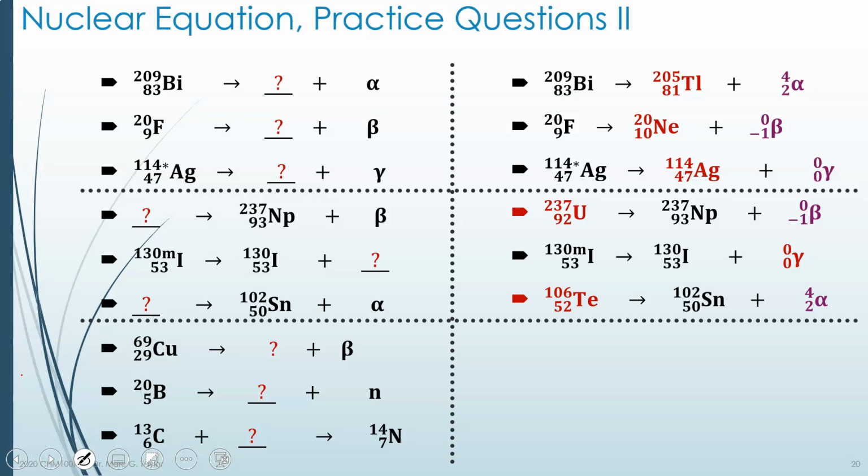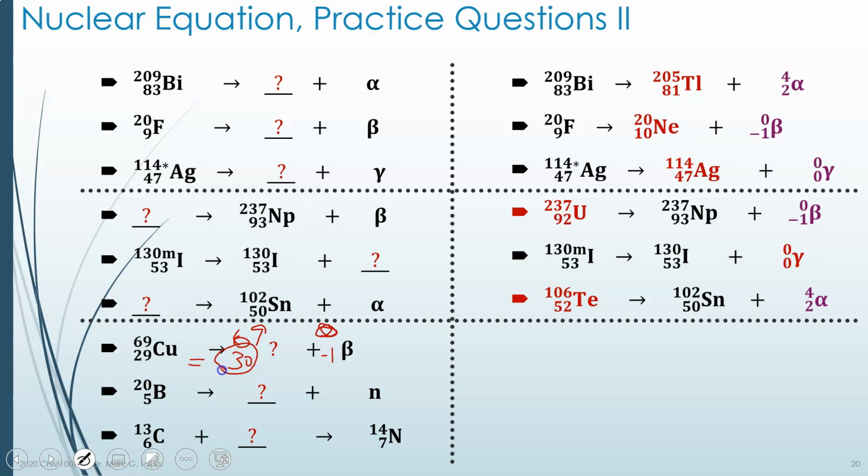Next example, copper 69. Copper is Cu. It undergoes a beta decay. Remembering beta is 0 and minus 1. And whenever you undergo a beta decay, your atomic number will go up by 1, which makes sense. 30 minus 1 is 29. And since the mass number is 0, you're going to end up with the same mass number, 69.